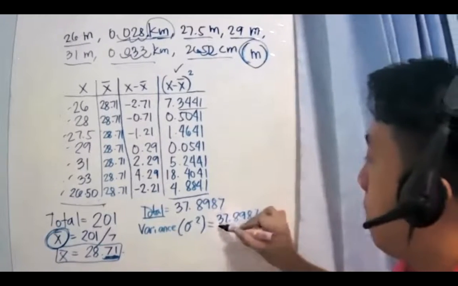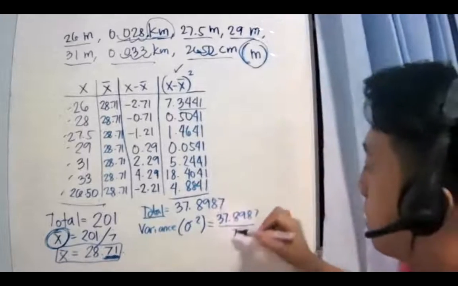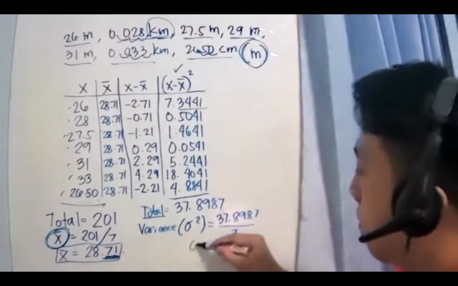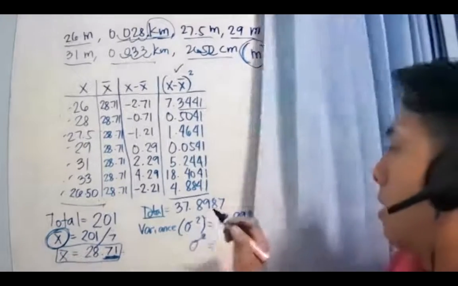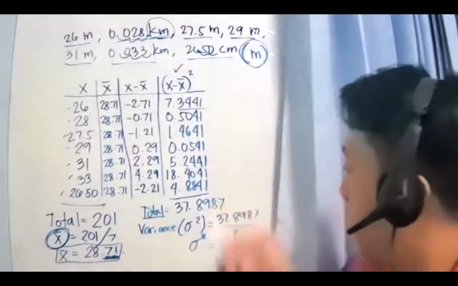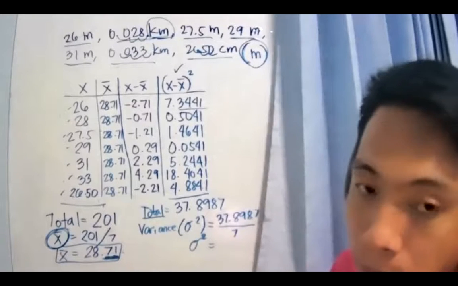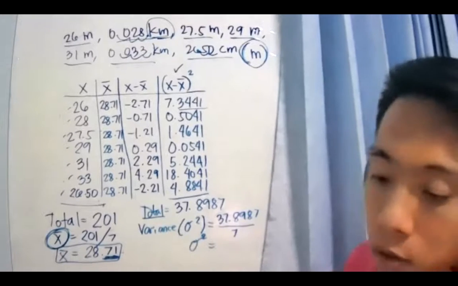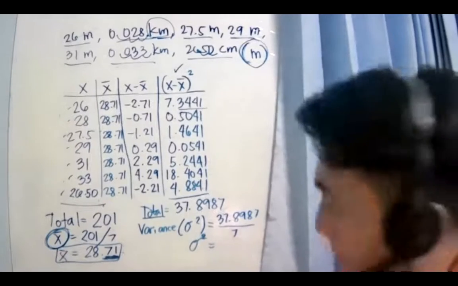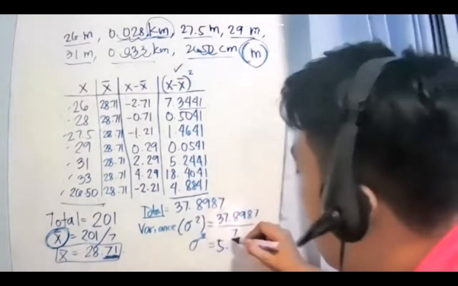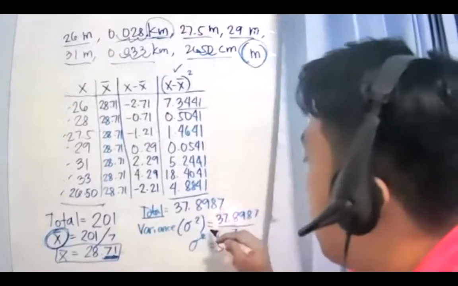37.8987 divided by the data that we have, we only have 7. So ating variance is 37.8987 divided by 7. The answer is 5.4141. This is our 7th step.